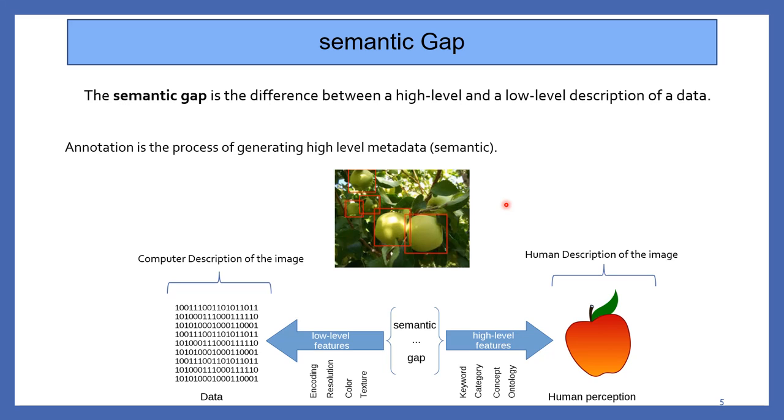For example, here you can see an image and you can easily distinguish different objects available in this image, for example, apples, leaves, and so on. But this is the way that a computer sees this image. So there is a semantic gap between high-level and low-level descriptions of an image, and by annotation, we generate high-level metadata for computers to perceive the image.